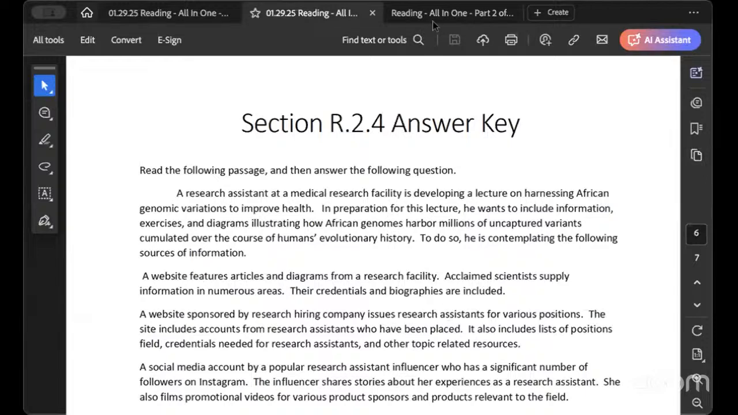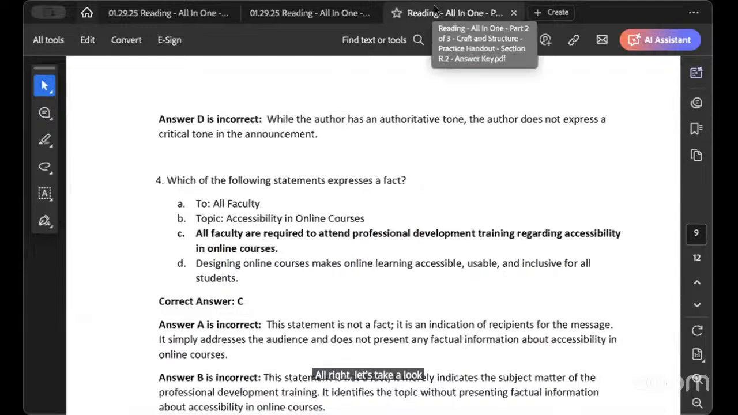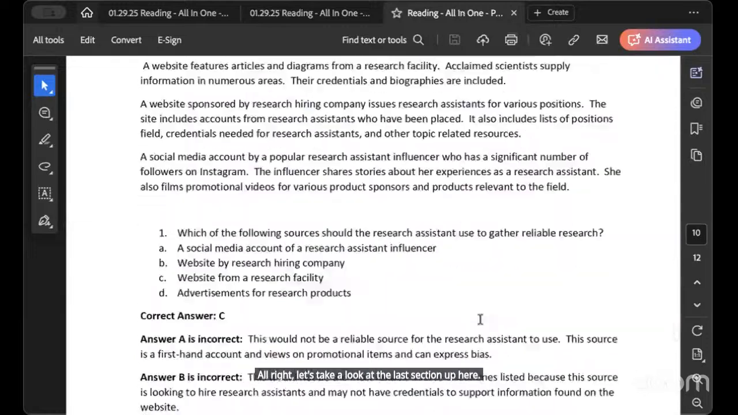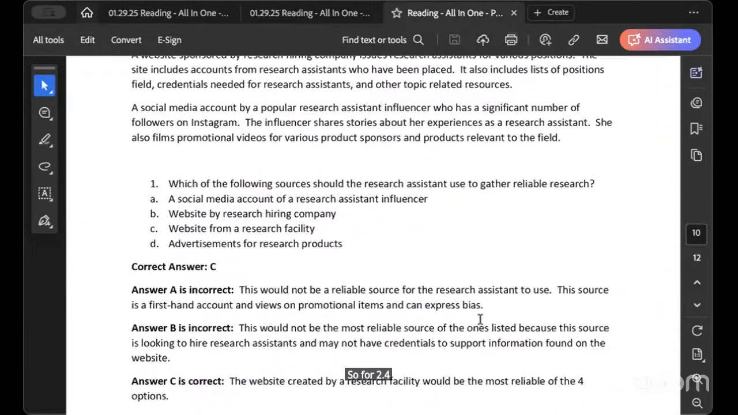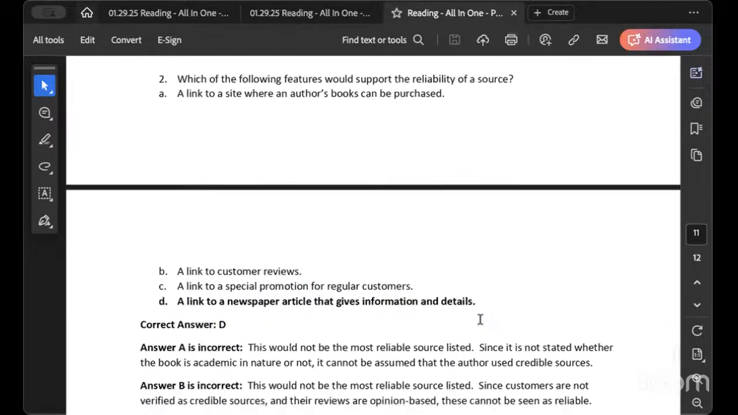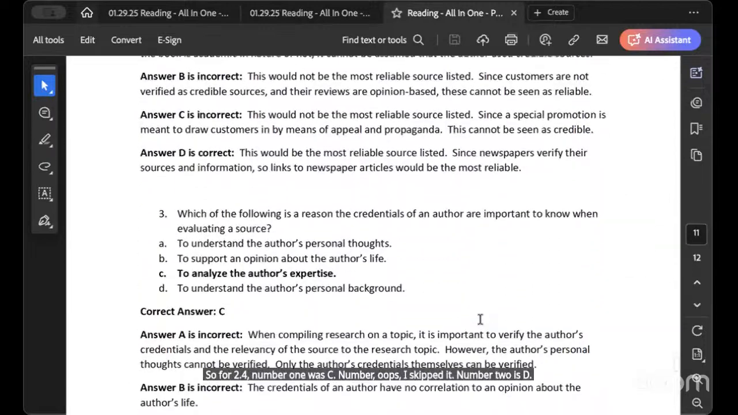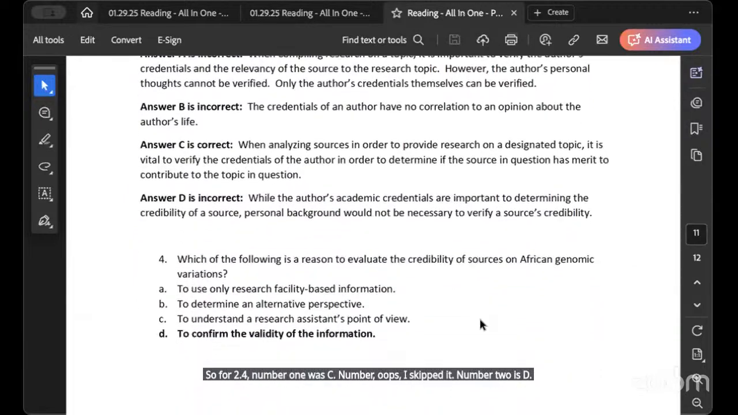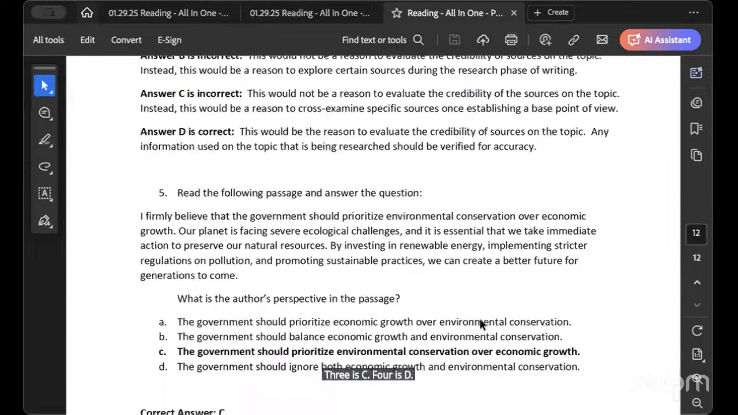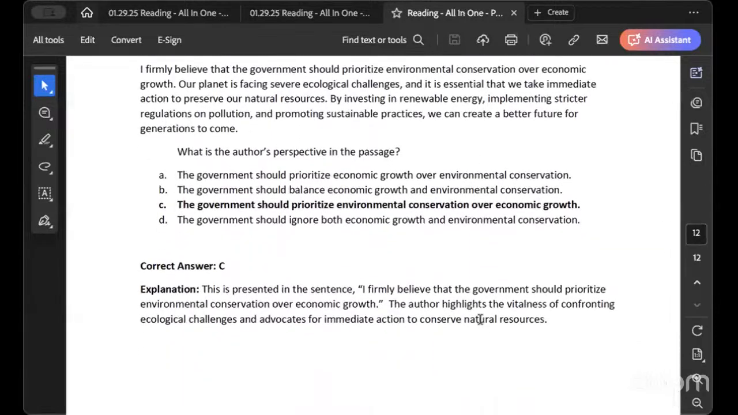All right, let's take a look at the last section up here. So for 2.4, number 1 was C. Oops, I skipped it. Number 2 is D. 3 is C. 4 is D. And 5 is C. Looks like everybody did pretty well with those. How are we feeling about them?